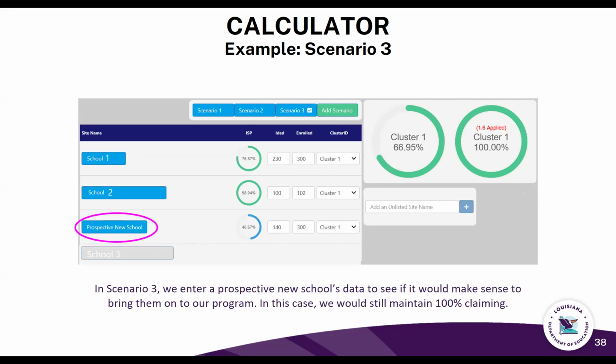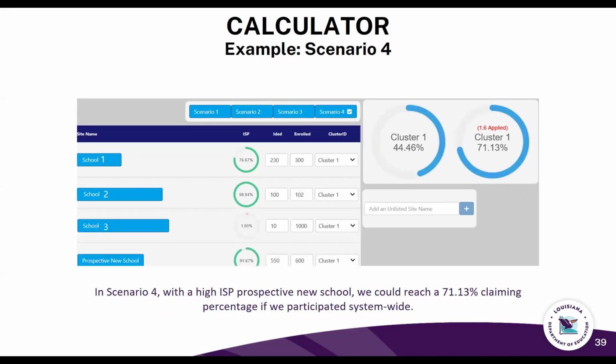In scenario 3, we enter prospective new schools data to see if it would make sense to bring them onto our program. So this would be for like a site shift. It gives you the opportunity to see how it would affect your SFA's ISP. In this case, we would still maintain 100% claiming. In scenario 4, with a high ISP prospective new school, we could reach a 71.13% claiming percentage if we participated system-wide.